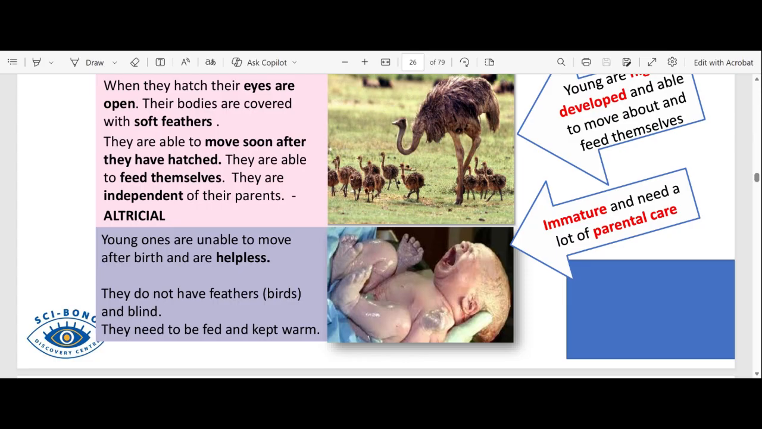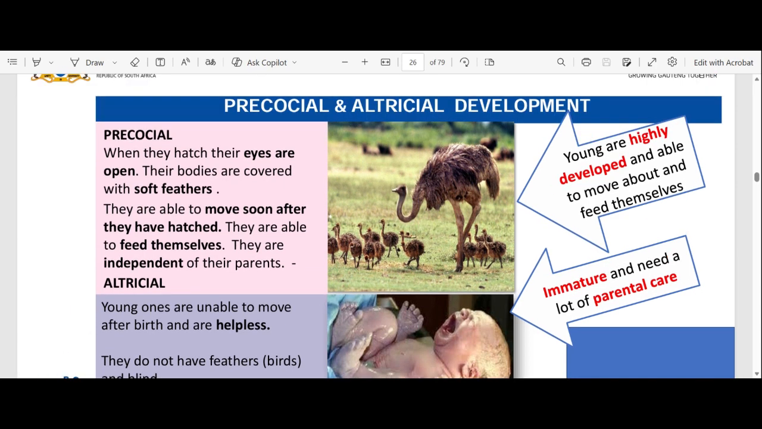Okay, now I want to explain this to you. Let's start with precocial. The reason why offspring that are precocial can move for themselves and feed themselves is because the mother provides them with a lot of food, a lot of nutrition, while they're still in the egg. The yolk sac within the amniotic egg is bigger and has a lot of nutrition. Hence they're able to walk after hatching out of the egg.